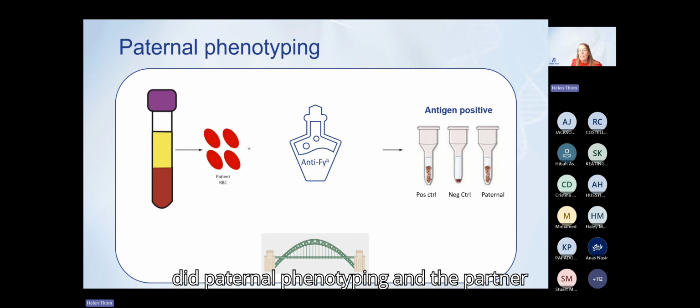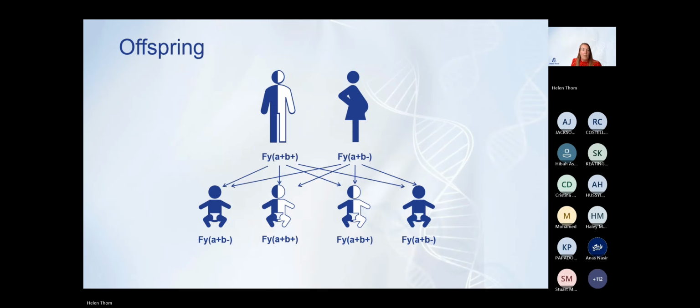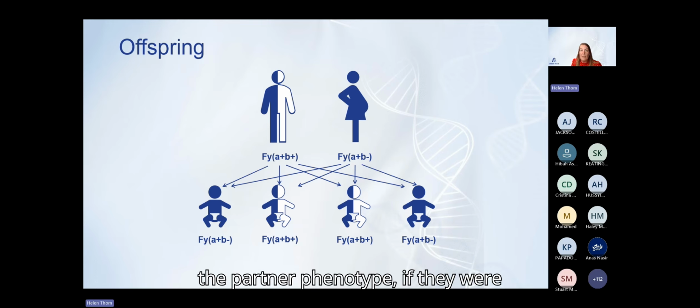But if we did paternal phenotyping and the partner is Duffy B positive, it doesn't necessarily mean that all of the offspring would be Duffy B positive, because that's going to depend on the heterozygosity or homozygosity of the Duffy B. So in this case, you would also want to do the Duffy A phenotyping at the same time. If the partner is heterozygous, you're going to have a 50% chance that the baby is going to be Duffy B positive.